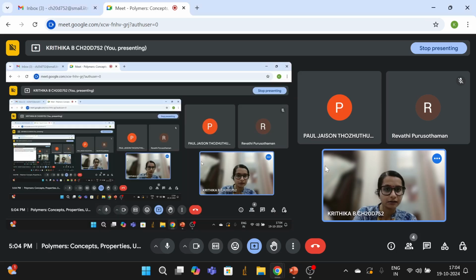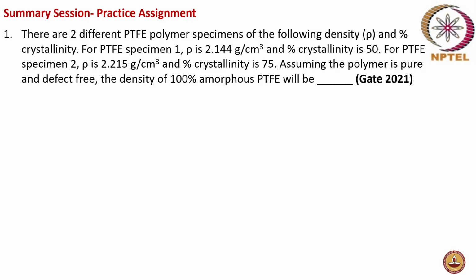Revati, you want to comment something? You want to make a try? What is the actual density of, you're asking for the density of 100% amorphous. Yes, you are supposed to find that out. So shall I proceed or do you want to think?